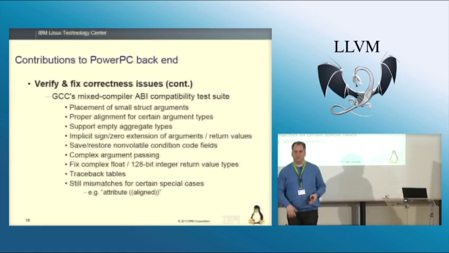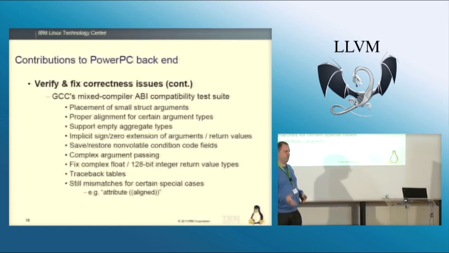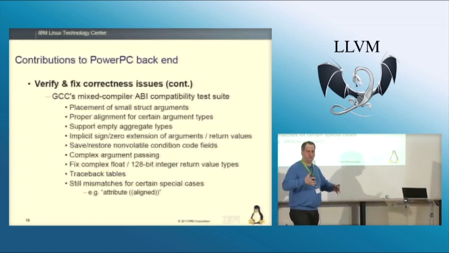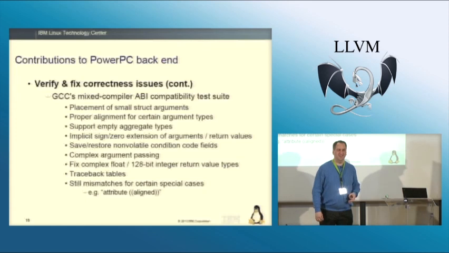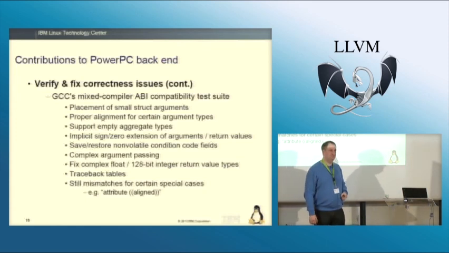And there's also an interesting discussion here about which parts of the ABI are actually supposed to be implemented in Clang and which are supposed to be implemented in the LLVM core, which I'm not really sure I completely understand at this point.